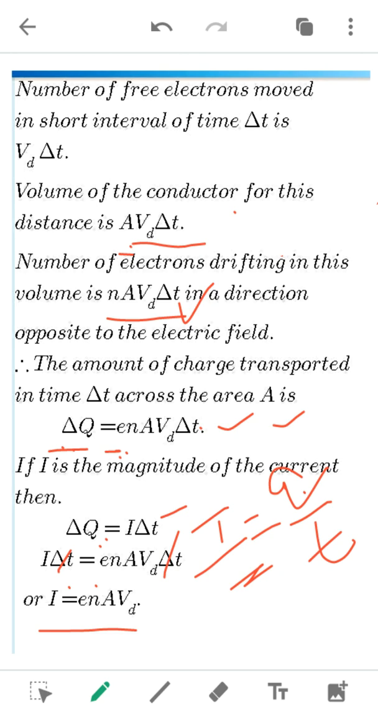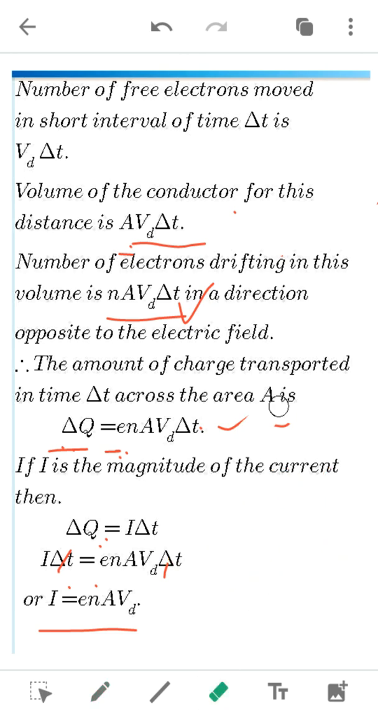So this is the relation between the current and the drift velocity. I hope you have understood this derivation. It is very, very important. Each one of the equations you have to remember.